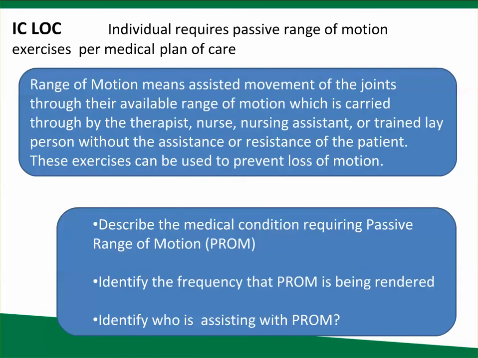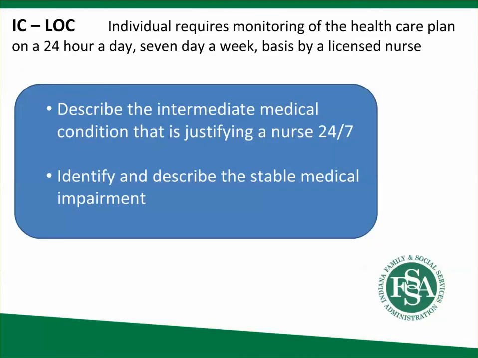And then for the passive range of motion, again, we've identified the questions. There are 3 questions below that will populate if you mark yes that this individual does need the range of motion exercises. And then for the intermediate level of care, this one doesn't get used that often right now anyhow, but to remain consistent, this again will be a yes or no because it did not map over. For those that require monitoring of their health care plan with a nurse, the questions would be to describe what the condition is and what the impairment is.